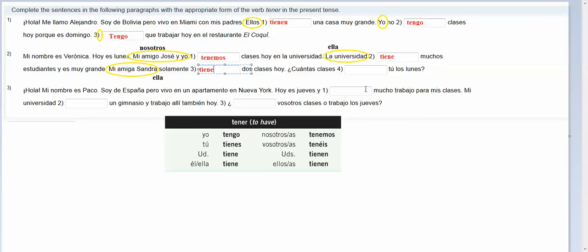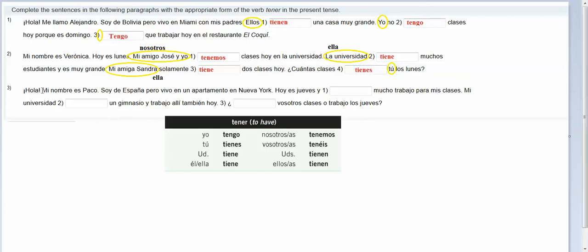Okay. ¿Cuántas clases blank tú los lunes? Okay, here we have a question, and whenever you have a question, you're going to look for your subject after the blank. Because it comes after the verb and the blank represents the verb, it's you that we want to know about, and so then the spelling of tener that goes with you is tienes. So that's what we're going to put here. ¿Cuántas clases tienes tú los lunes?